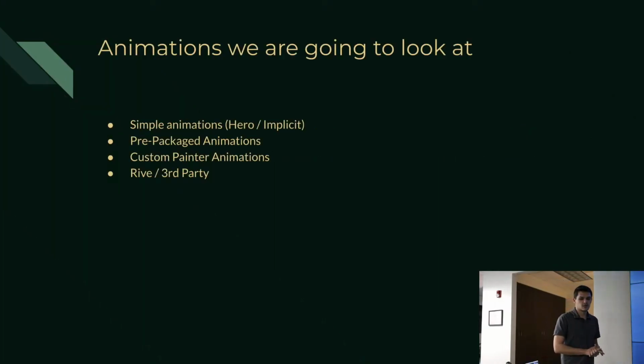The different animations we're going to look at are simple animations that are included out of the box in Flutter. These are things like hero and normal implicit animations. These are very safe to use because they're super simple. We're also going to look at pre-packaged animations. These are things you find on pub.dev that somebody else built. We're going to look at custom painter animations, which are probably going to be the most advanced code-wise. And then we're going to look at Rive or third-party animations. Rive animations are going to be your top of the line, really fancy, but programming-wise you don't actually have to do too much to get them to work.